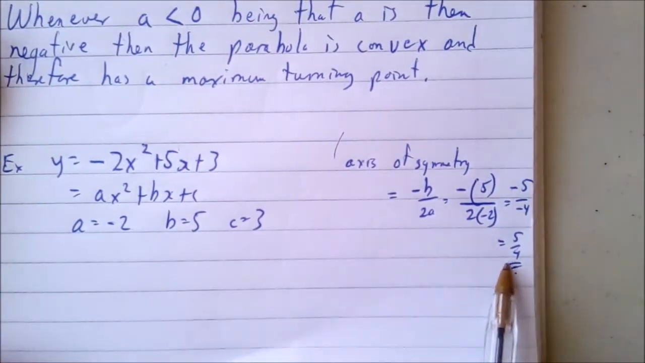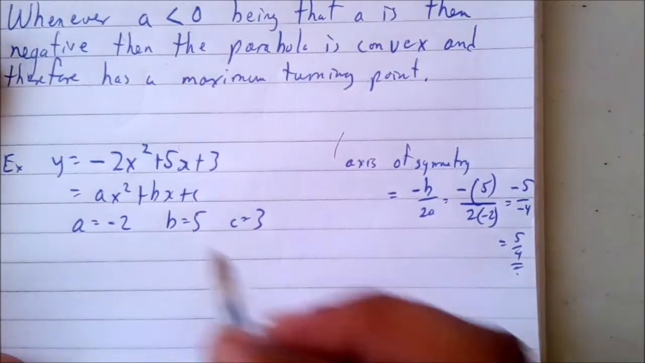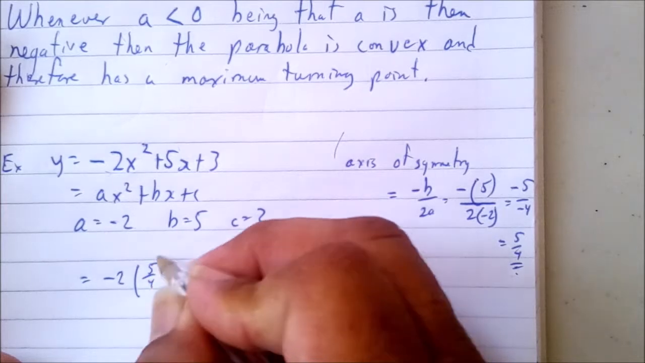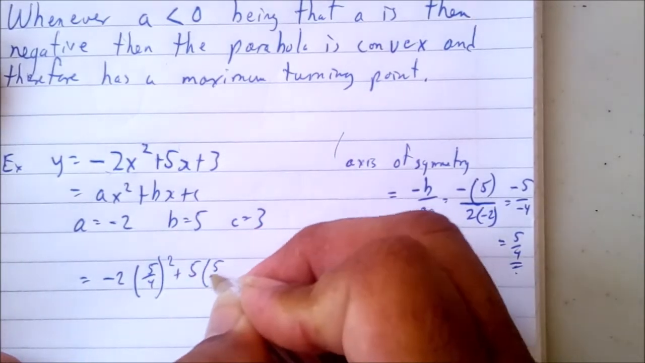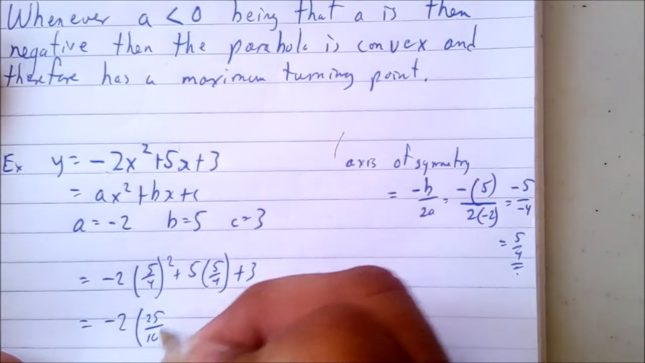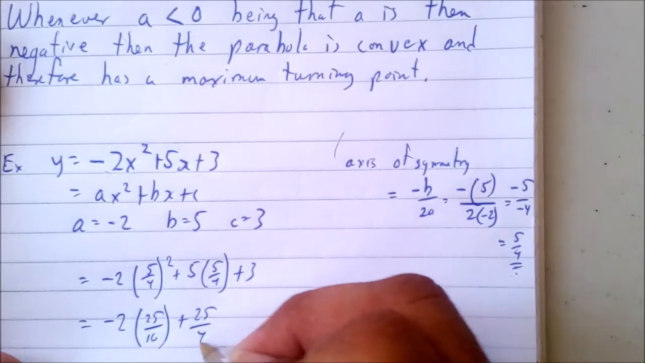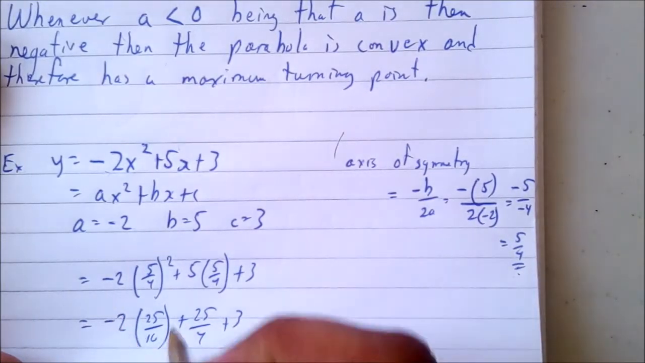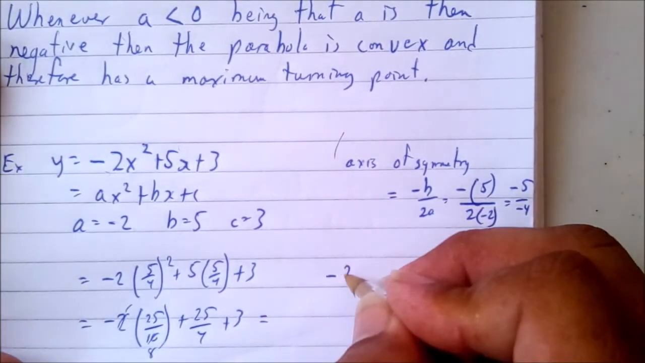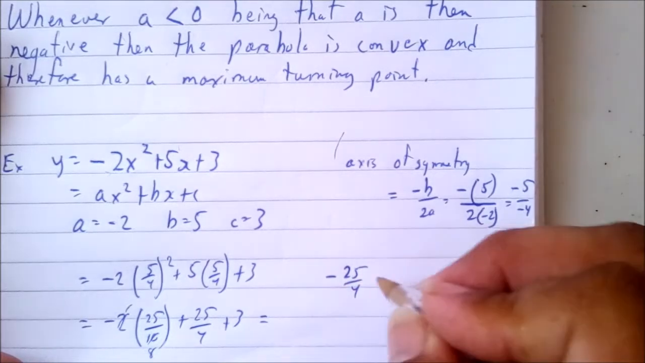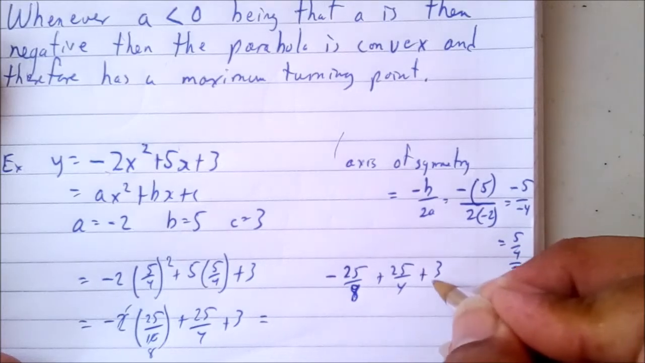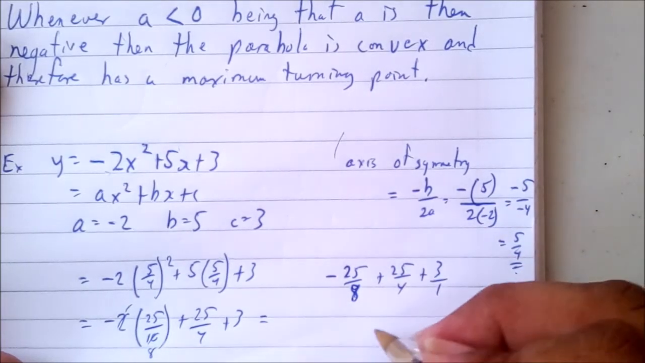Since you already know the x value, which is at the axis of symmetry, you're going to input it into that equation. You put -2, and you put 5 over 4 squared plus 5 times 5 over 4 plus 3. That gives us -2 times 25 over 16 plus 25 over 4 plus 3. The 2 and the 16 cancel out, giving me 8. So therefore now this looks as to say -25 over 8 plus 25 over 4, I mean this is 8, sorry about that, plus 3 over 1. Remember, a whole number over 1 is still the same number.